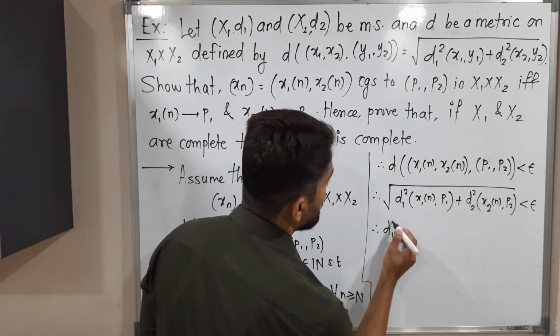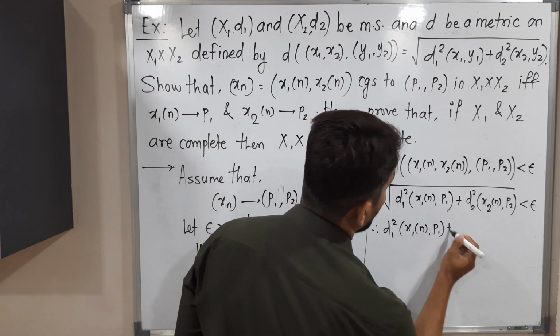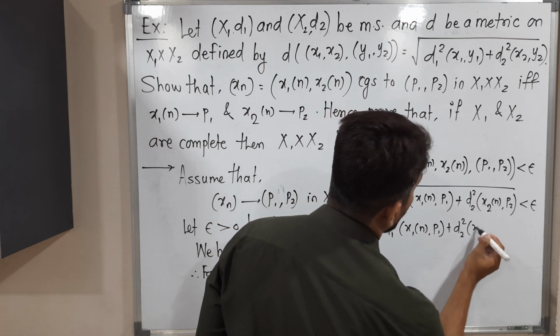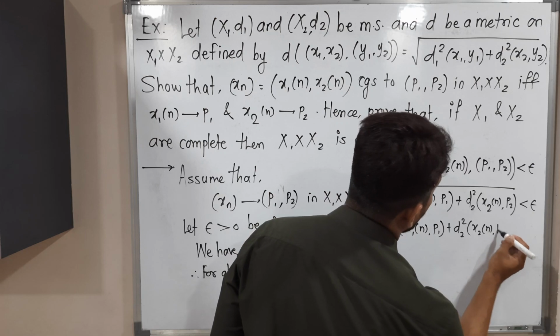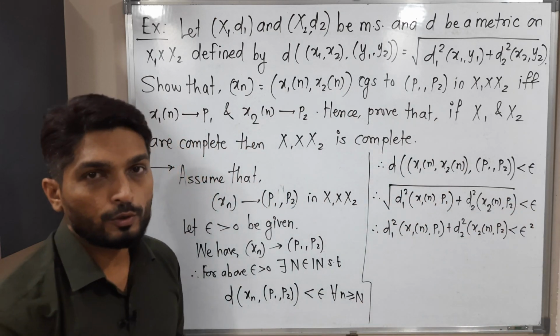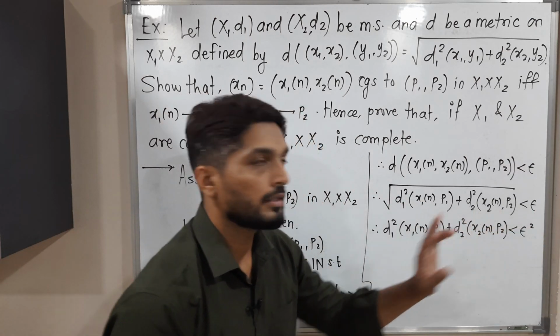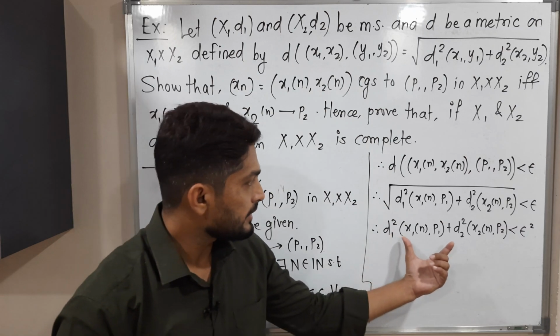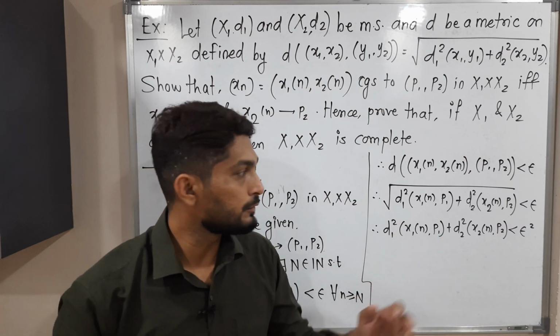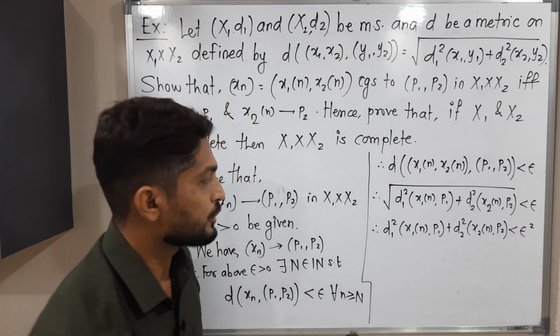So d1 square x1n p1, plus d2 square x2n p2 less than epsilon square. Since I took the square of both sides, the square root is cancelled here and we get squares. See, we are adding two squares which are less than epsilon square. That means each of them is less than epsilon square.